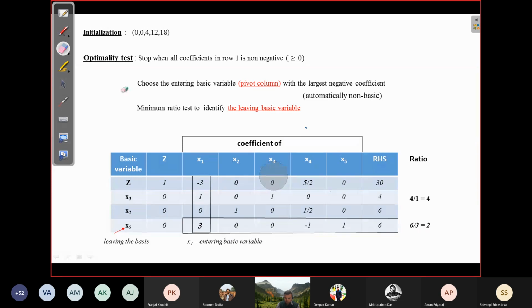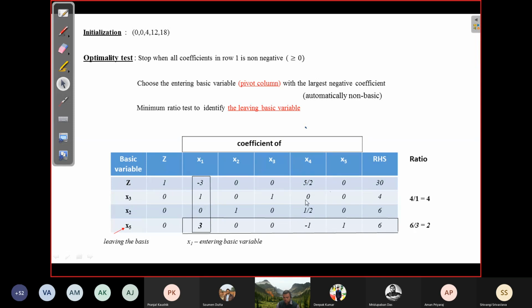So I want you to actually do it on your own, just to see if you are getting this table or not. This is the next adjacent BFS, which has the base x3, x2 and x5. So x2 has entered, you see, and then x4 has left.